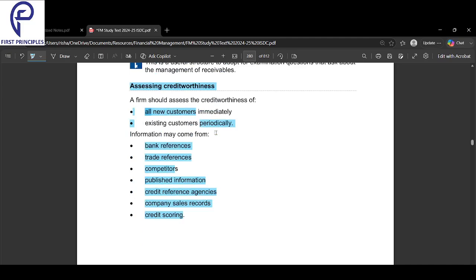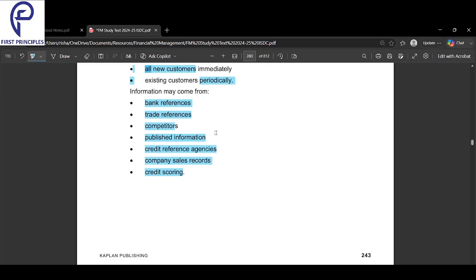You look into bank reference, trade reference, from competitors, from published information, from credit reference agencies, from company sales records, from credit scoring. From all these sources, I need to look into whether I should give credit or not. For all new customers, I should give credit immediately. For existing customers, I should give credit periodically. I should do the credit check periodically.